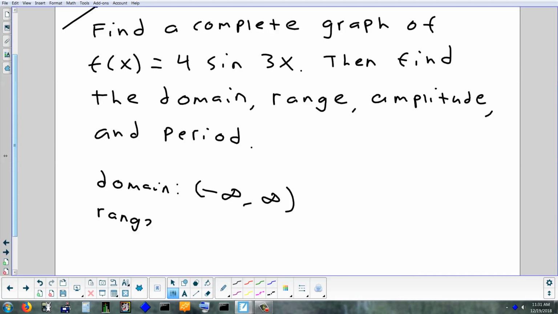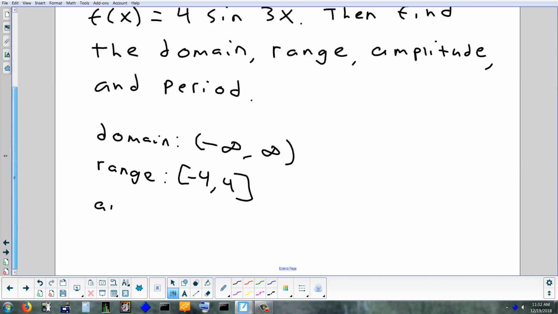Range. Let's think of this normal sine function. How high and low does the normal sine function go? Negative 1 to 1. Have you done anything here that would affect y values? Yeah, what have you done? The 4. Yeah, you've stretched it out by a factor of 4. So it's not going to be negative 1 to 1. It's going to be negative 4 to 4. That's your range.